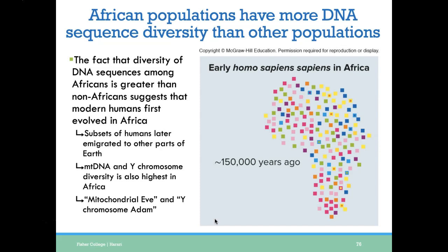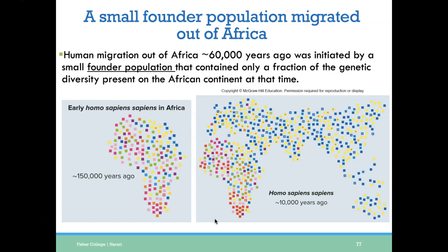So we know that mitochondrial Eve lived in Africa, and that was the branch point from which all other humans evolved. Similarly, the Y chromosome led to a Y chromosome Adam, who lived about 200 to 300,000 years ago. And African populations, again, display a lot more diversity in Y chromosome sequences than anywhere else in the world. So that also indicates that Y chromosome Adam is also African. So it's very interesting. And then again, you can use this information to help trace human migration.